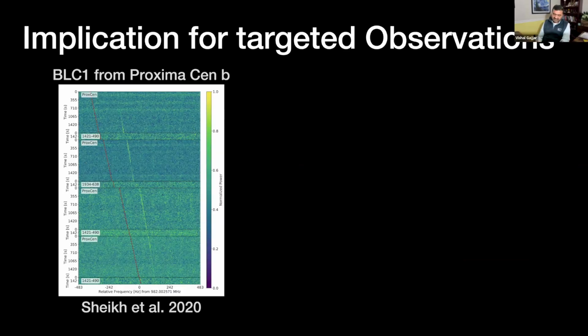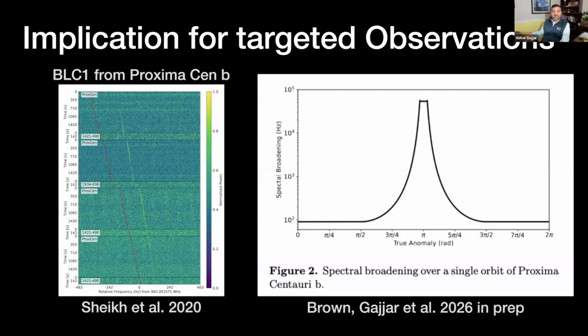For example, when we made the detection of BLC1, we went ahead and tried to look for various different ways by which we could eliminate possible origins of the signal. But we never really considered whether it is even possible for the signal to be produced in the proximity of Proxima Cen b, or whether it is completely impossible. So we are doing that in our next paper.